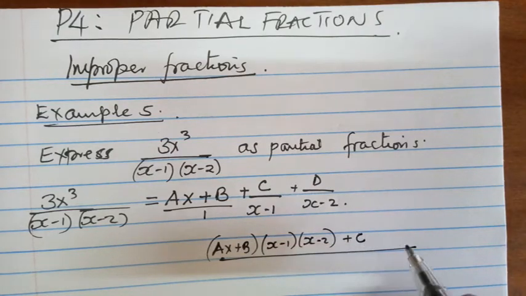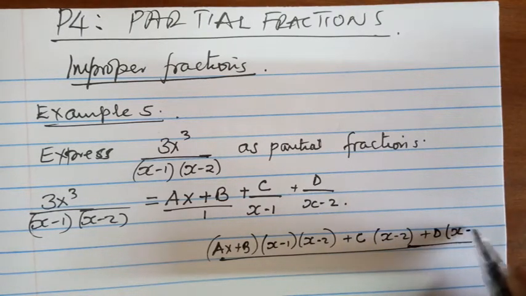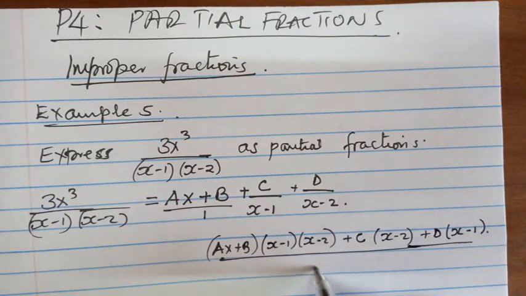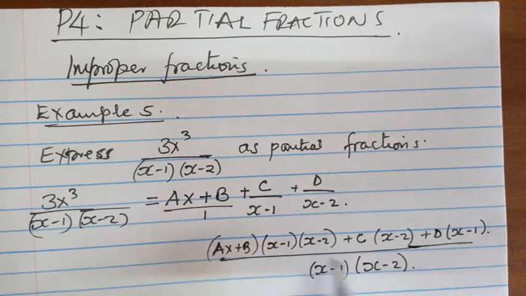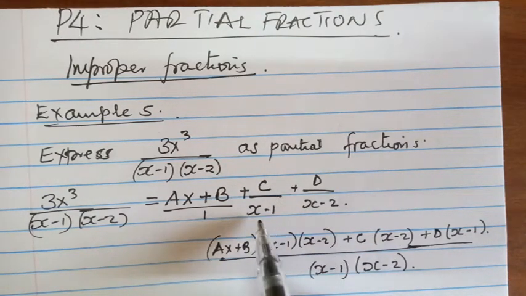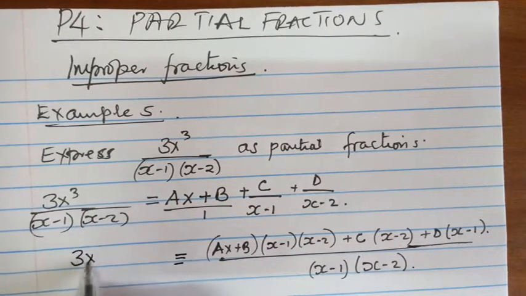plus c (x minus 2) plus d (x minus 1), everything over (x minus 1)(x minus 2). Remember, we've divided this LCM by this to give us the whole of it. Divide the LCM by this to give this one, which multiplies out c. The LCM divided by this to get this one, which multiplies out d. And this is basically equal to 3x cubed over (x minus 1)(x minus 2).